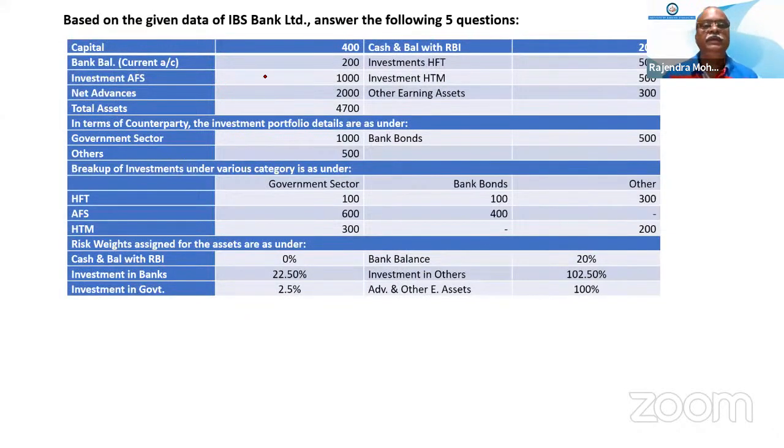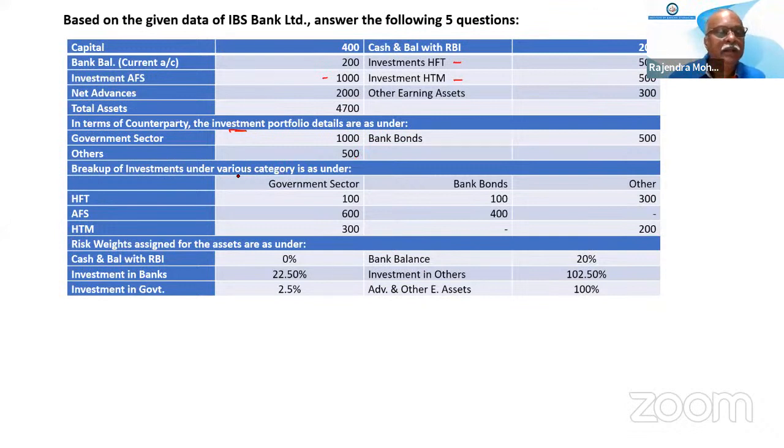Based on the given data of IBS Bank Limited, answer the following 5 questions. So here capital is given: capital 400, bank current account 200, investment, net advances, total asset, cash balances, investment in HFT, HTM, and other earning assets. In terms of counterparty, the investment portfolio, what investments are made, has also been bifurcated: investment in AFS, HFT, HTM, three things. Government sector how much, others how much, and bank bonds how much. So 2000 has been distributed as government sector 1000, bank bond 500, and others 500.